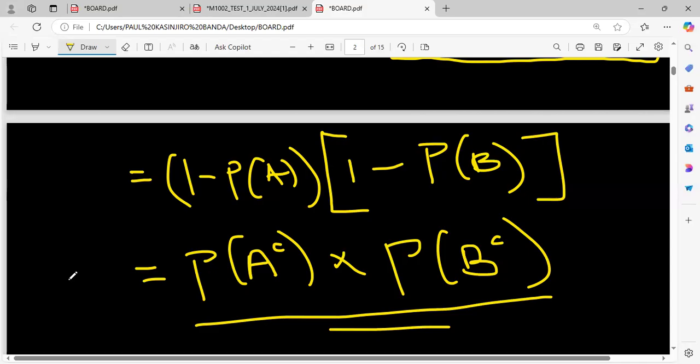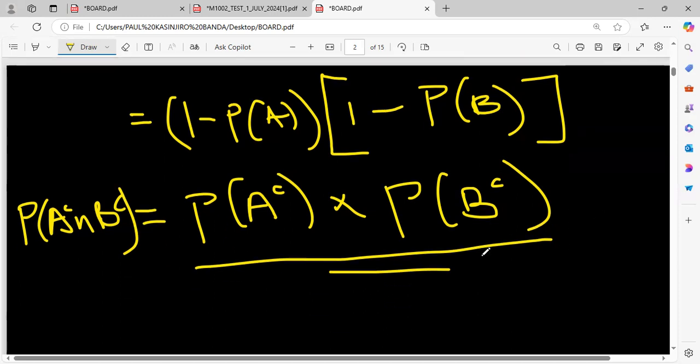We started with the probability of A complement intersection B complement, and we've shown that this is the same as probability of A complement multiplied by the probability of B complement. So the rule for independent events is satisfied. We can say hence proved.